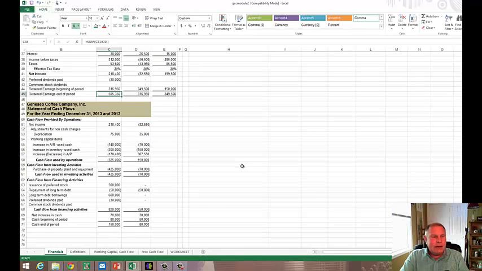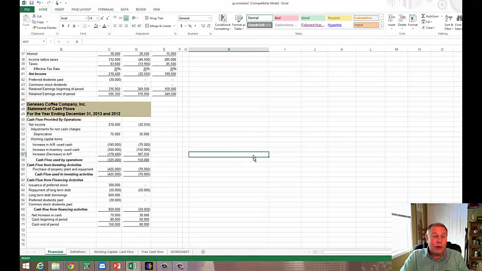Next important statement is the statement of cash flows. And in the statement of cash flows, I think this is probably one of the most important statements you will ever look at about a company. Because the balance sheet is giving you a point in time. The income statement is what's happened over a year. But I think some of the key of this is really understanding what is the cash flow.